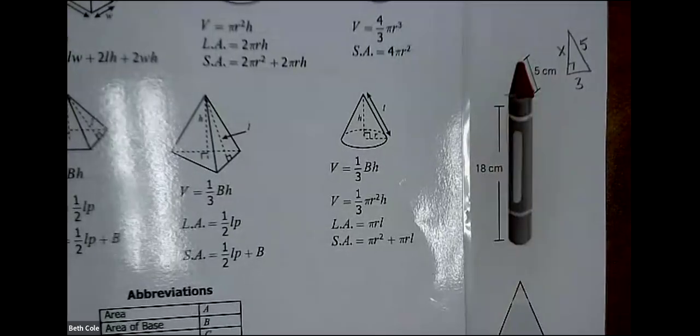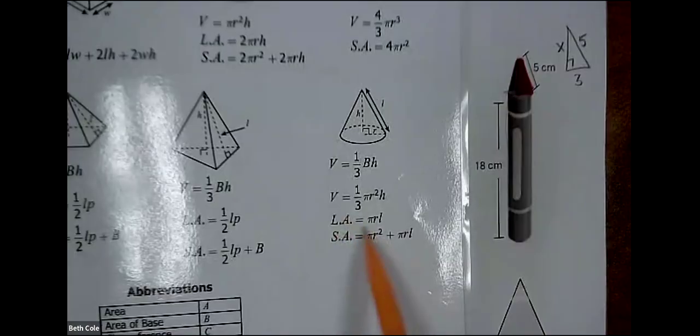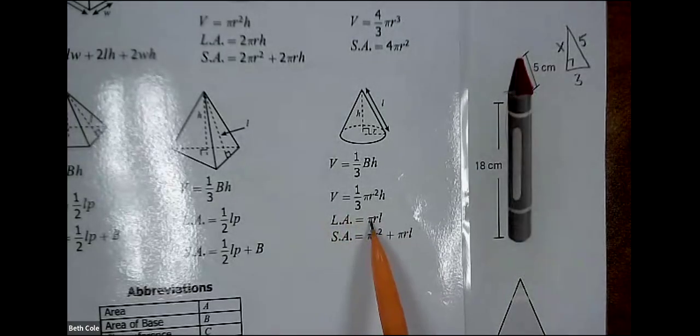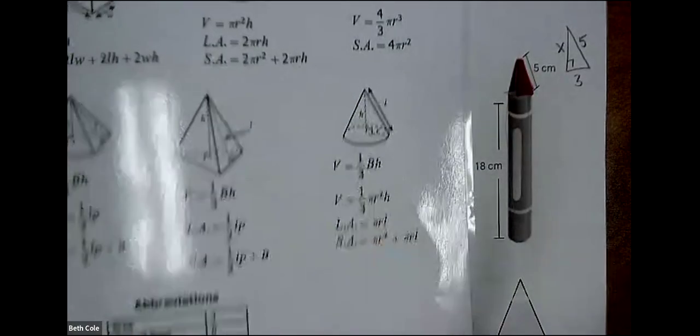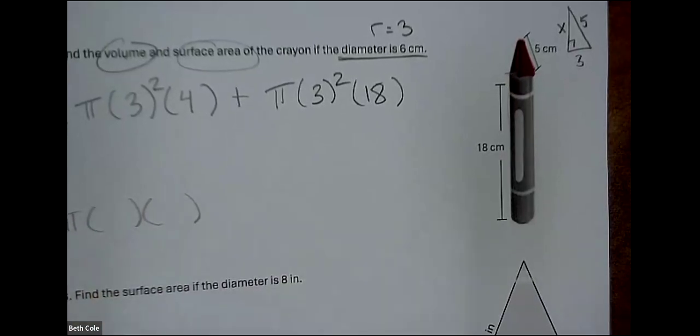Do I need to include the bottom of the cone? No, because it's attached to the rest of the crayon. So we just want the amount around the outside. It is pi RL. Okay, so we're going to do pi RL.